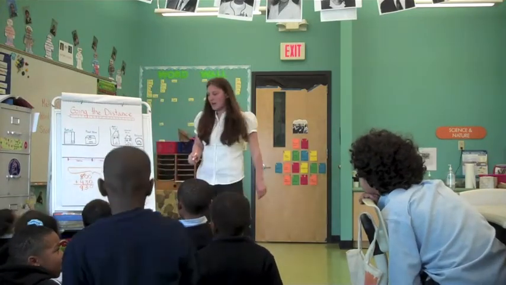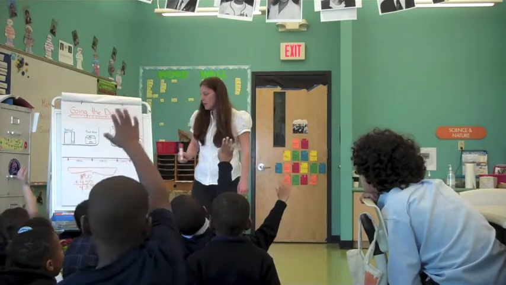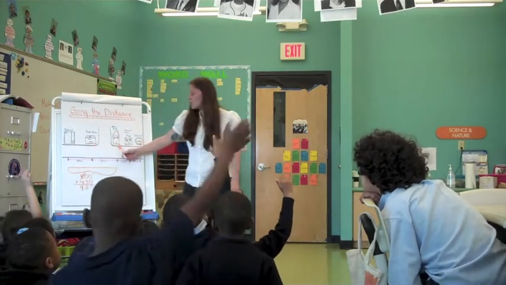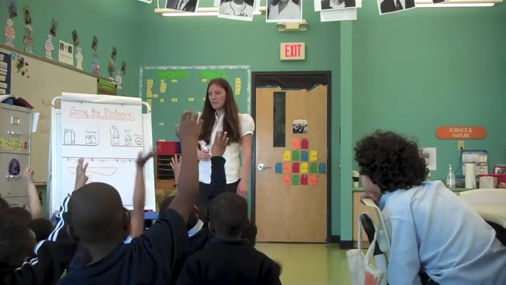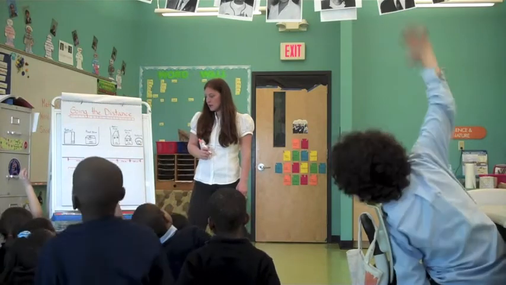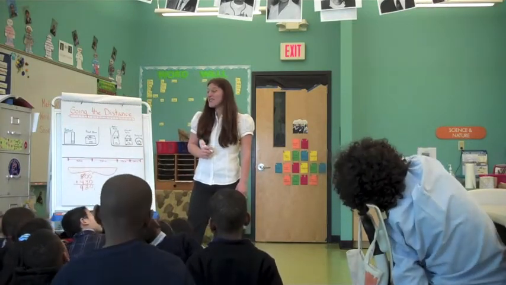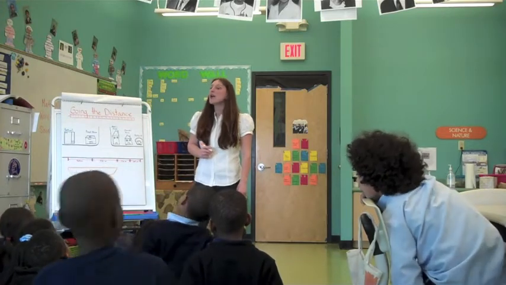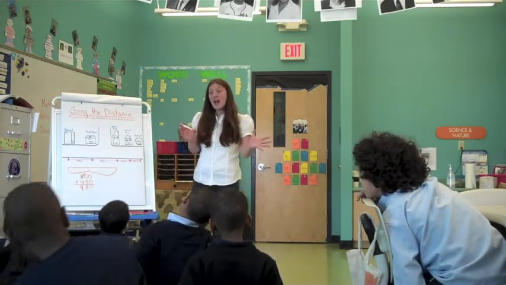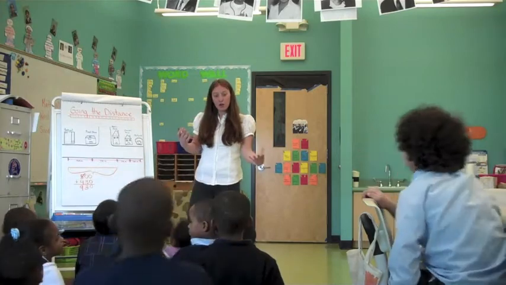How long is it, or how far is it, from school to Alex's house? Jaden. 930 monkeys? 930 meters. Now, let's look even further.